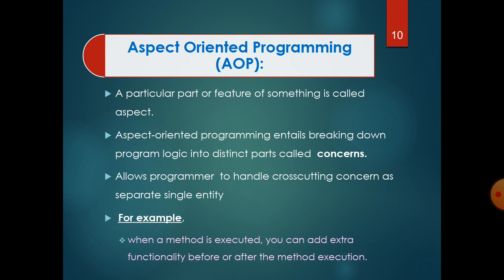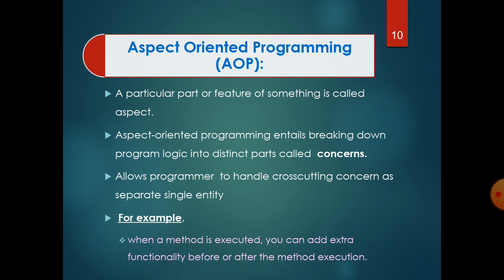In aspect oriented programming, the meaning of aspect is, you can say, a part or some feature of something. So in this aspect oriented paradigm, it breaks down the program logic into distinct parts which we call concerns. This approach allows the programmer to handle different cross-cutting concerns as a separate single entity. For example, whenever a method is executed, you can add extra functionality before or after the execution of the method.